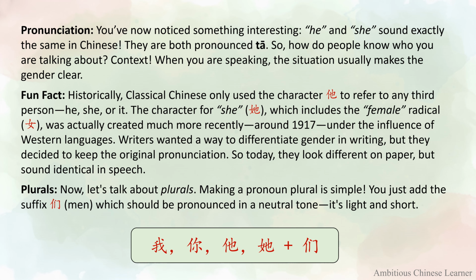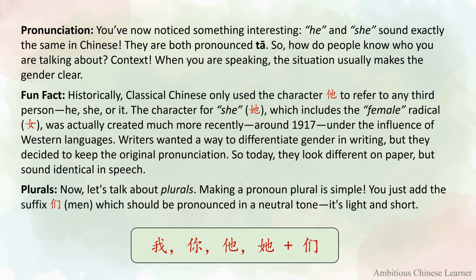Historically, classical Chinese only used the character 他 to refer to any third person, he, she, or it. The character for she, 她, which includes the female radical, was actually created much more recently, around 1917, under the influence of Western languages. Writers wanted a way to differentiate gender in writing, but they decided to keep the original pronunciation. So today, they look different on paper, but sound identical in speech.